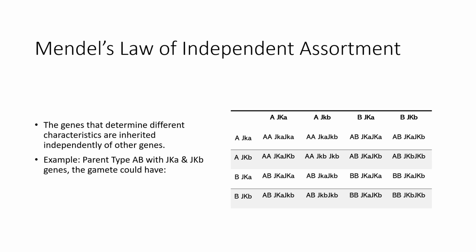For example, if a parent has type AB and carries JKA and JKB genes, that gamete could have A and JKA, A and JKB, B and JKA, or B and JKB. So when your mother passes you genes, they are a mixture of your grandmother's and your grandfather's, not just genes from one grandparent. This law is talking about multiple genes at different loci assorting independently.